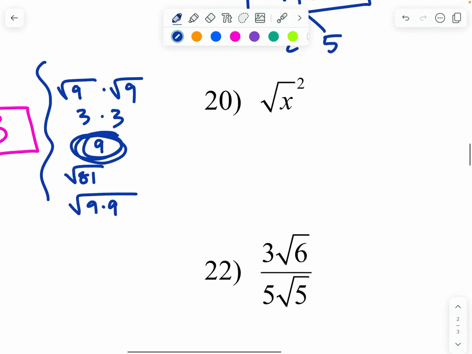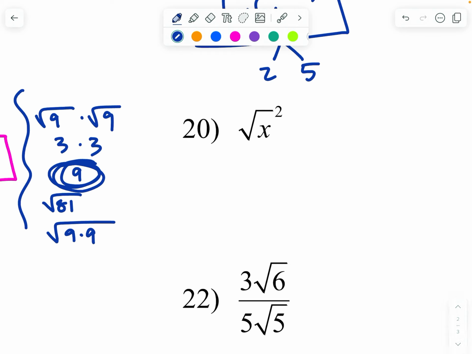So question number 20 here is just saying whenever you have the square root and you have a number squared, like 3 times 3 or 9 times 9, those two things undo each other and you just get an x.